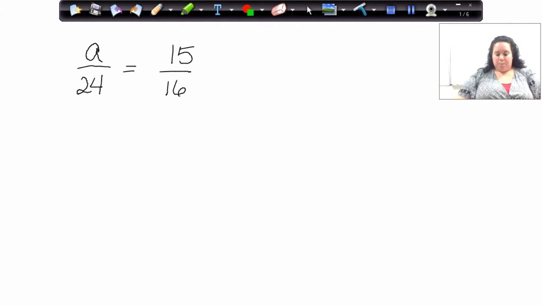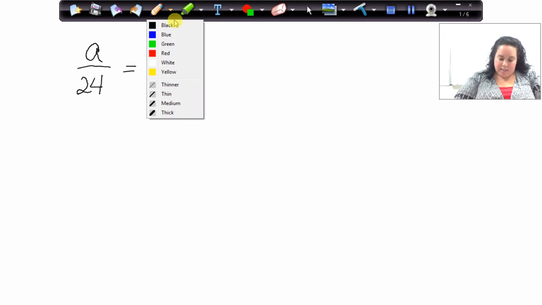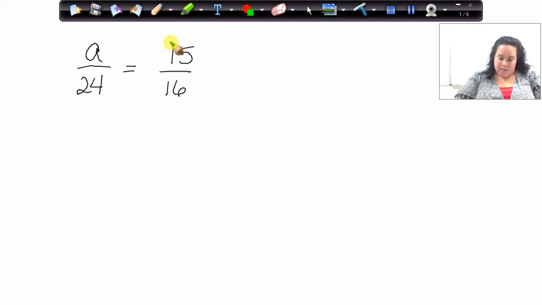Okay, let's solve this proportion. A over 24 equals 15 over 16. You might be able to solve it in your head, and I'm sure you've learned plenty of other ways to solve it. But let's go ahead and solve it by cross multiplying and dividing. I'm going to work this out one way, and then we'll talk about maybe a little bit easier way to do it. But first we need to know how this works.